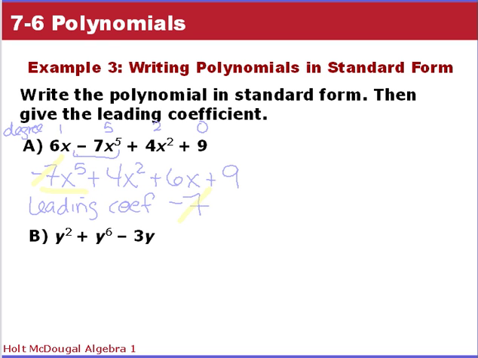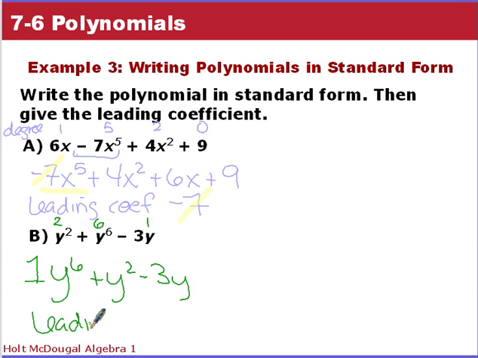Our next one, we have degree 2, degree 6, and degree 1. So it'd be y to the 6th plus y squared minus 3y. Now our leading coefficient, keep in mind there's an implied 1 there. So our leading coefficient is 1 because it matches that 1 in front of our largest degree.